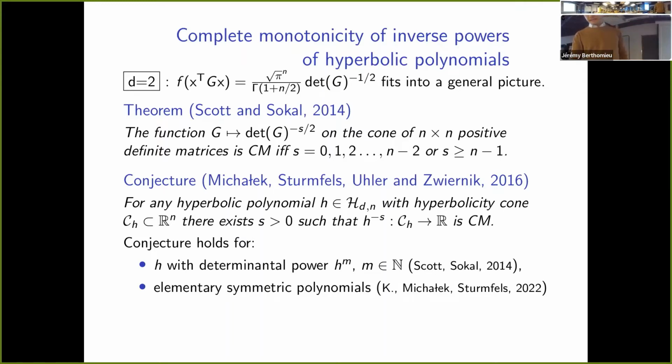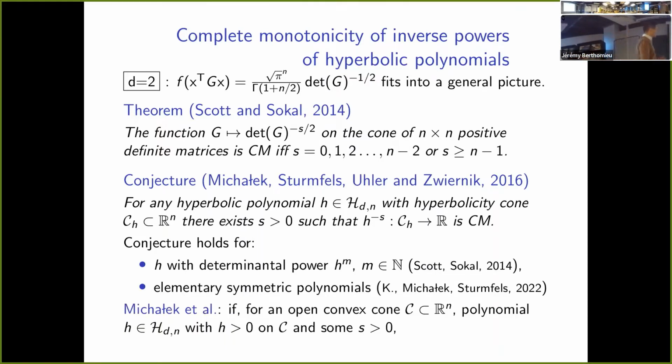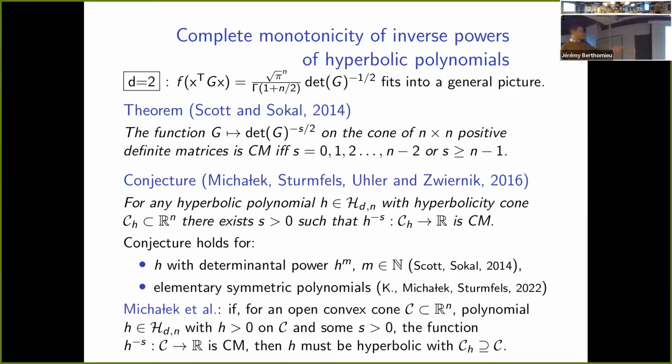Okay, great. And by the way, why do you care about hyperbolic polynomials? Because it's a necessary condition. So if you want some inverse power of your polynomial h, which does not need to be a priori hyperbolic, to be completely monotone, then this polynomial necessarily needs to be hyperbolic. That's a necessary condition. This is one of the propositions, I think, in Bernd, Mateusz, Caroline and Piotr's paper.